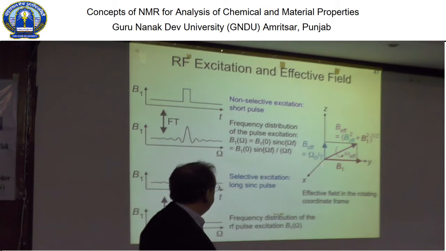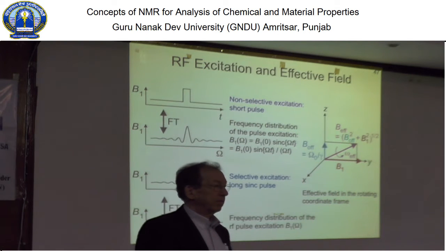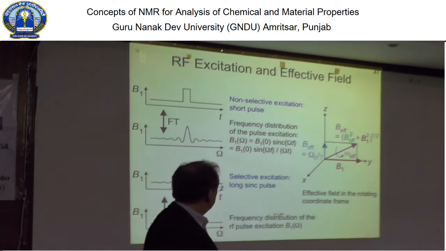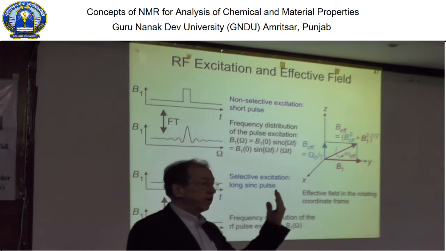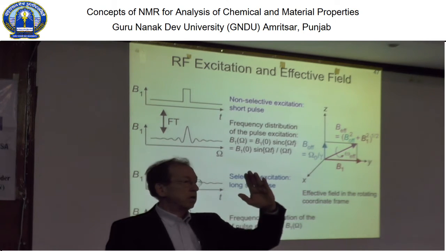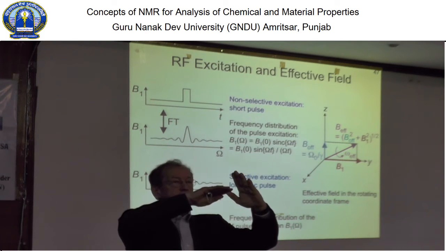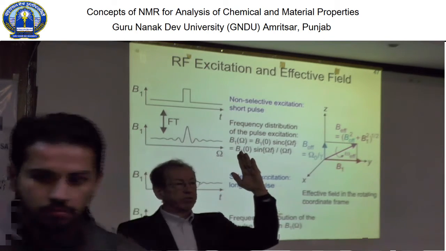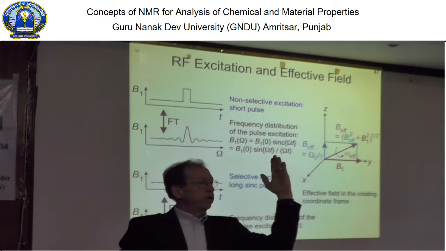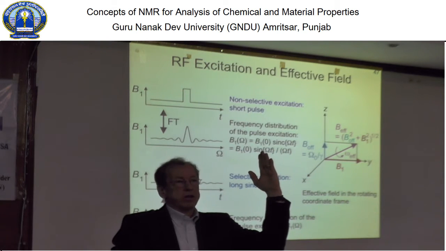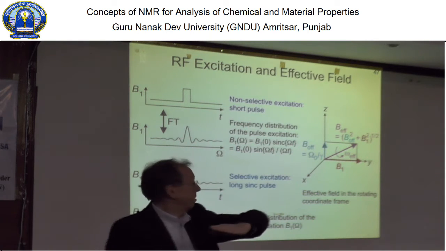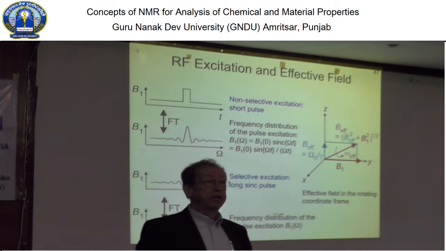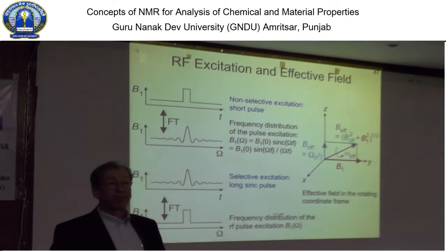Now what happens when your B1 field is very small? You make that arrow very short. Then the effective field points along that direction. You can see there's a critical angle at which you cannot rotate the magnetization anymore into the transverse plane. If your effective field goes along a 45-degree axis, you need a 180-degree pulse to rotate the spins from the z-direction to the y-direction. If your effective field is close to the z-direction, you cannot rotate them at all into the transverse plane. But if your effective field is exactly along the y direction, you can beautifully do a 90-degree pulse and rotate them into the xy plane.